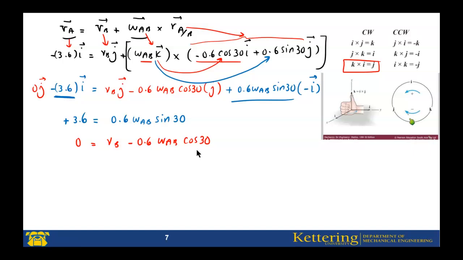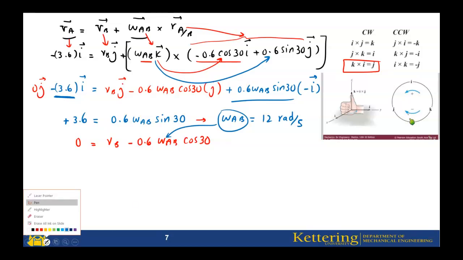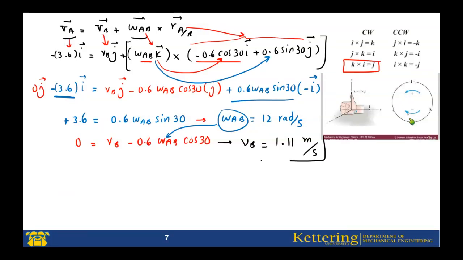Now, if you calculate this one, from this you can find omega AB, 12 radian per second. Then substitute this to this, you can find the VB, if you calculate 1.11 meter per second. This is the answer.